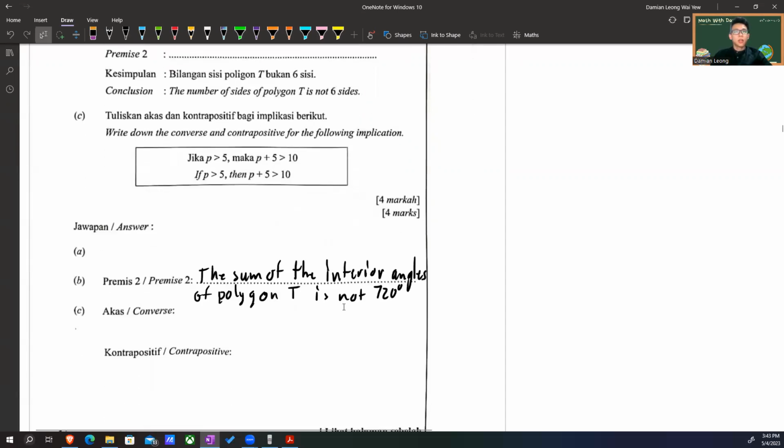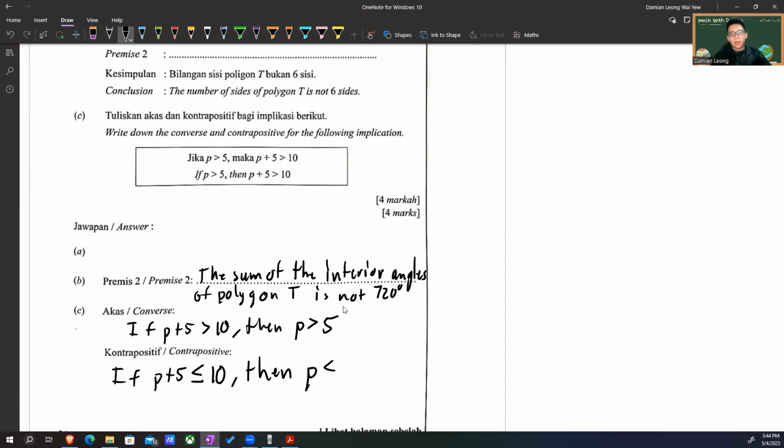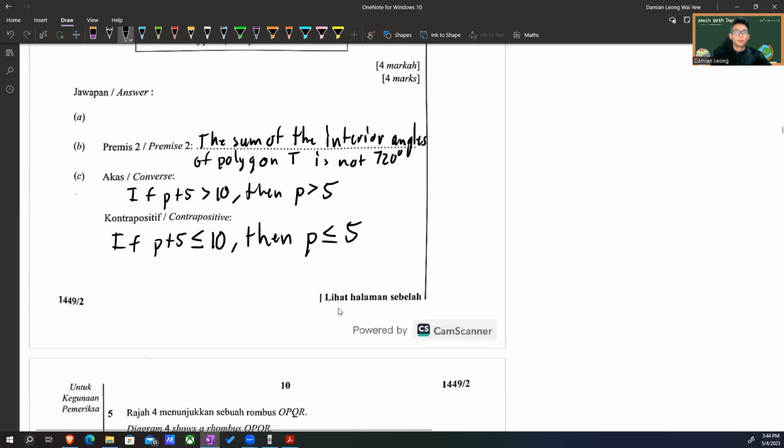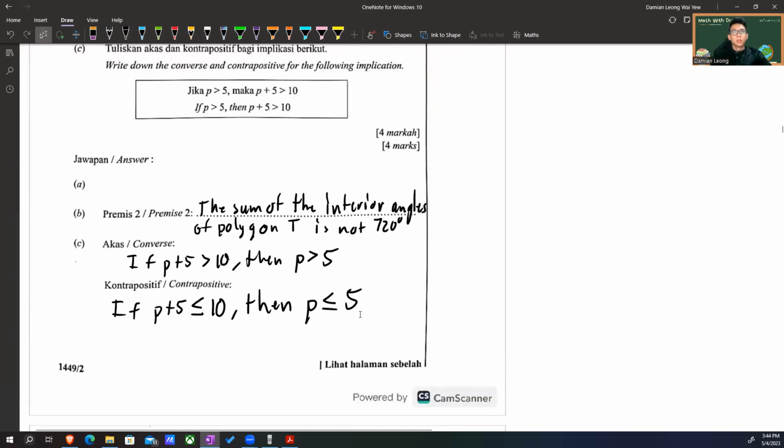And part C. I want the converse and contrapositive of the implication here. If P more than 5, then P plus 5 more than 10. So the converse would be swapping the antecedent and consequent around. Means if P plus 5 more than 10, then P more than 5. And the contrapositive is a combination of inverse and converse, which means swap and negate both statements. So if P plus 5, instead of more than, it becomes less or equals 10, then P less or equals 5. Yeah, that's it.